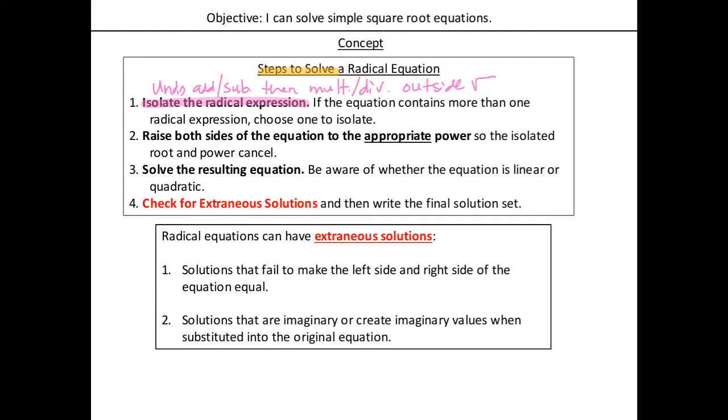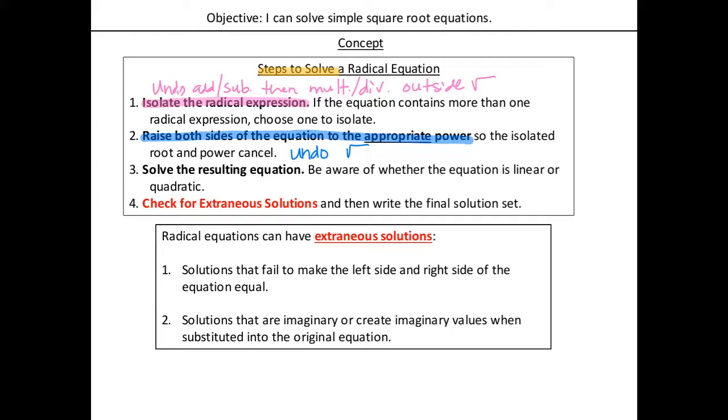Undo any addition or subtraction, then undo any multiplication and division that are outside of the square root. Okay, step 2 says to raise both sides of the equation to the appropriate power. In this case, we're only going to be doing the square root equations. So in this case, that basically means we have to undo the square root.